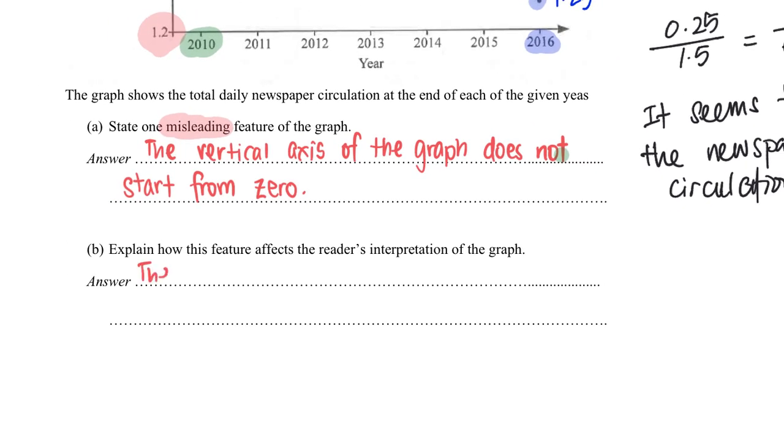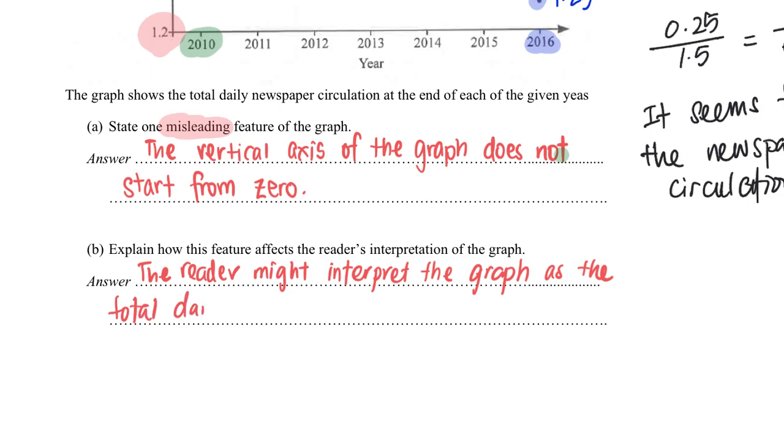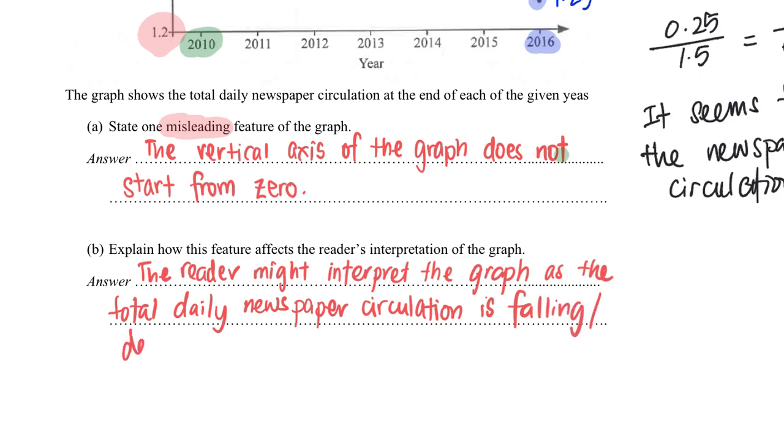So the reader might interpret the graph as the total daily newspaper circulation is falling or decreasing significantly.